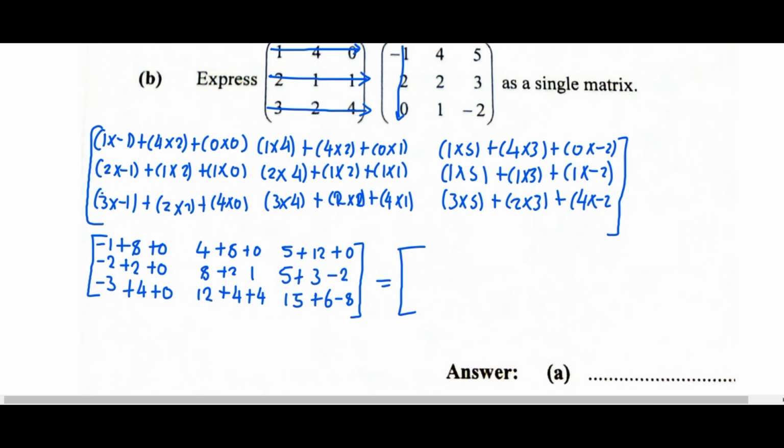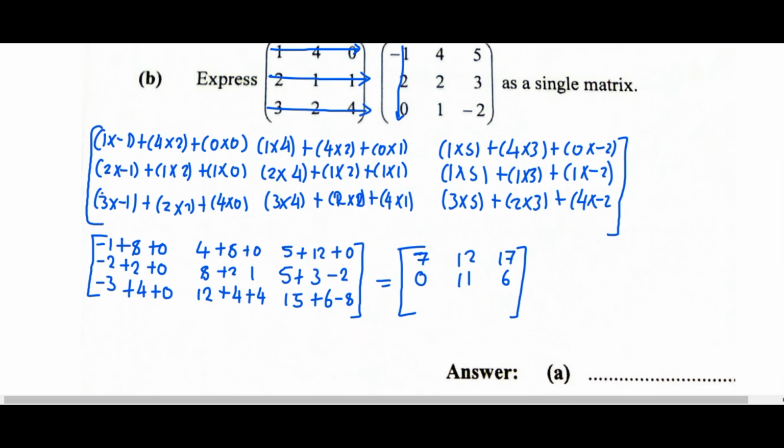So our final answer is -1 plus 8, so it's 7, plus 0, 7 here. Then 4 plus 8, 12 plus 0 is 12. 5 plus 12, 17 plus 0, we'll have 17 here. Then we'll go to row number 2. Negative 2 plus 2 is 0, plus 0 is still 0. 8 plus 2, 10 plus 1, 11. 5 plus 3 is 8, minus 2 is 6.